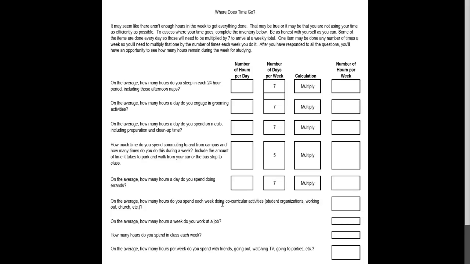How many hours do you spend doing co-curricular activities like student organizations, working out, going to church, things like that? Put your hours here. How many hours a week do you work at a job? If you're working, put that right there in the blank. How many hours do you spend in class? Look at your class schedule. You ought to know that by now. Put how many hours you have there. Then how many hours of the week do you spend going out with friends, watching TV, going to parties, etc.? Put that right there. Then add up all those numbers and put it in this box.